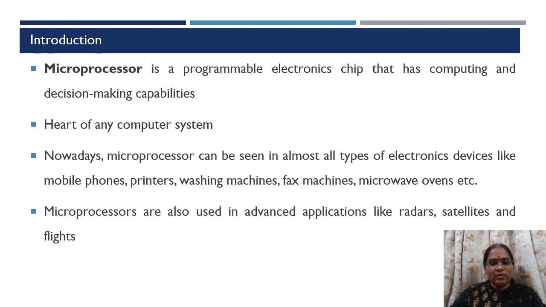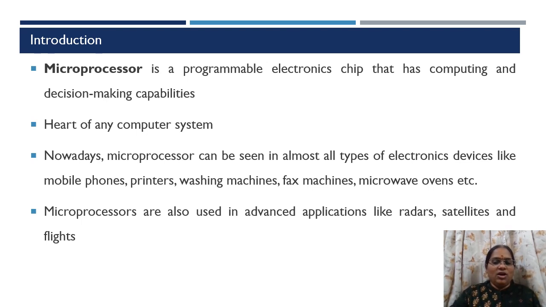So we know a microprocessor is a programmable electronic chip which has computing and decision-making capabilities. Any decision-making capability or any automation process is done only by means of a microprocessor. We can say the microprocessor is the heart of any computer system. Nowadays, we see microprocessors in all walks of life. Your day starts and ends with a microprocessor. I'm sure you agree with this.